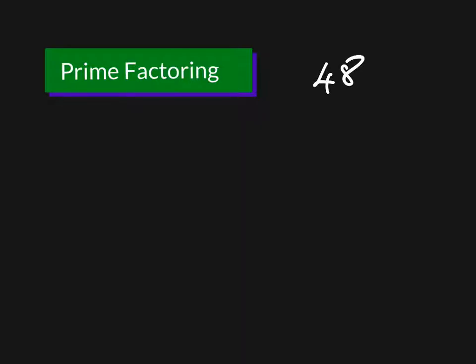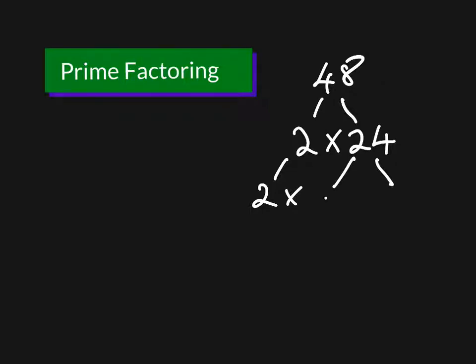Okay, so with 48, it's an even number, so using our divisibility rules, we know that that's divisible by 2, and you could divide it out with long division, but I know that the answer is 24. 2 times 24 is 48, and 2 is a prime number, so we can't do anything more with that. But 24, we can factor that more.